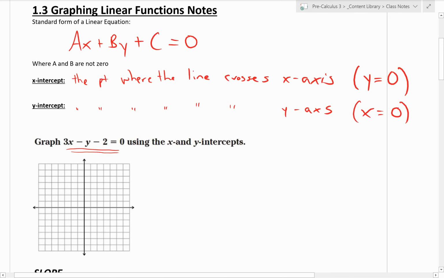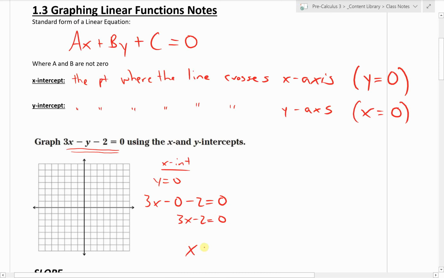Once you know the x-intercept, that's a point on the line, and the y-intercept, that's also a point on the line, then we can just connect the two dots, and 2 points will always determine one unique line. So to find the x-intercept, I want to replace y with 0. So if I look at my equation, that's 3 times x minus 0. If I replace y with 0, minus 2 equals 0. So this would leave me with 3x minus 2 equals 0.